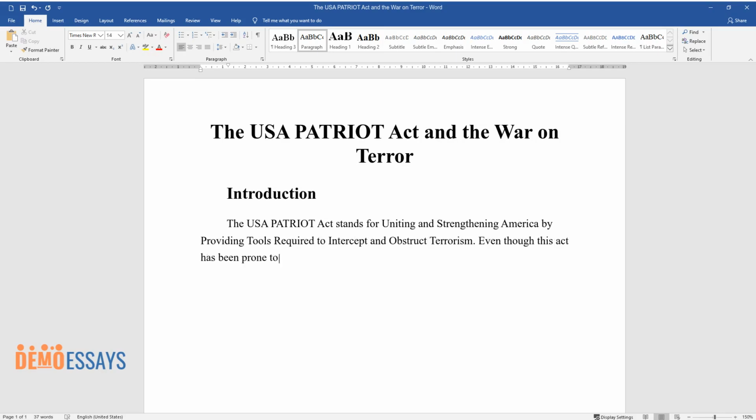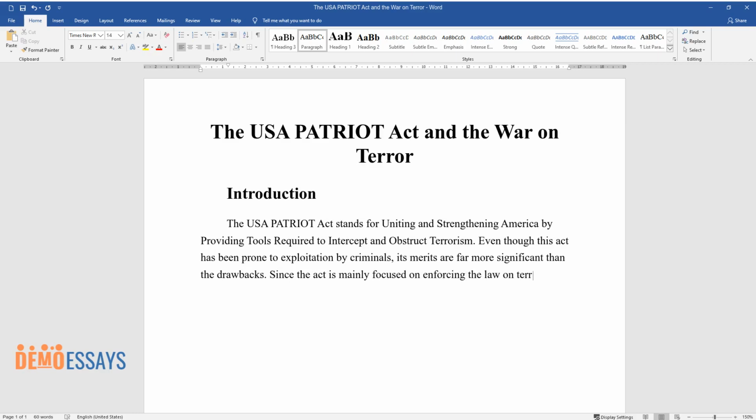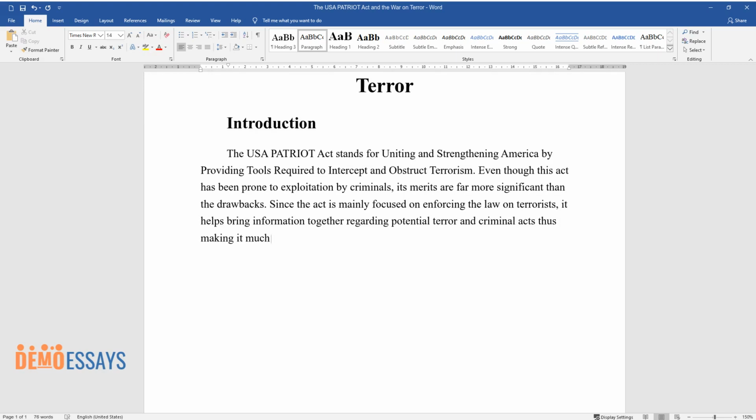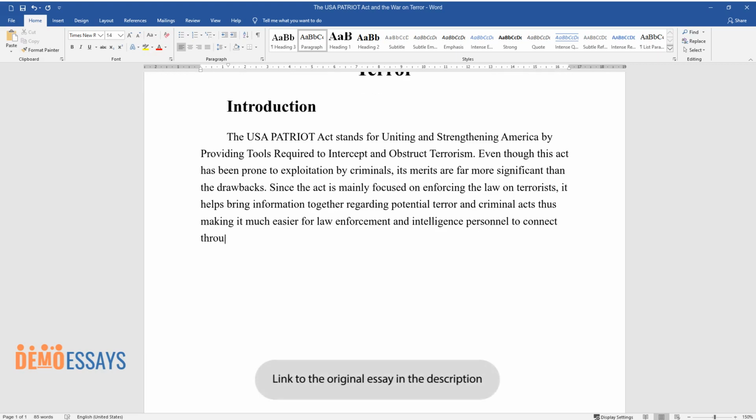Even though this act has been prone to exploitation by criminals, its merits are far more significant than the drawbacks. Since the act is mainly focused on enforcing the law on terrorists, it helps bring information together regarding potential terror and criminal acts, thus making it much easier for law enforcement and intelligence personnel to connect through sharing information that would lead to disruption of terror activities.